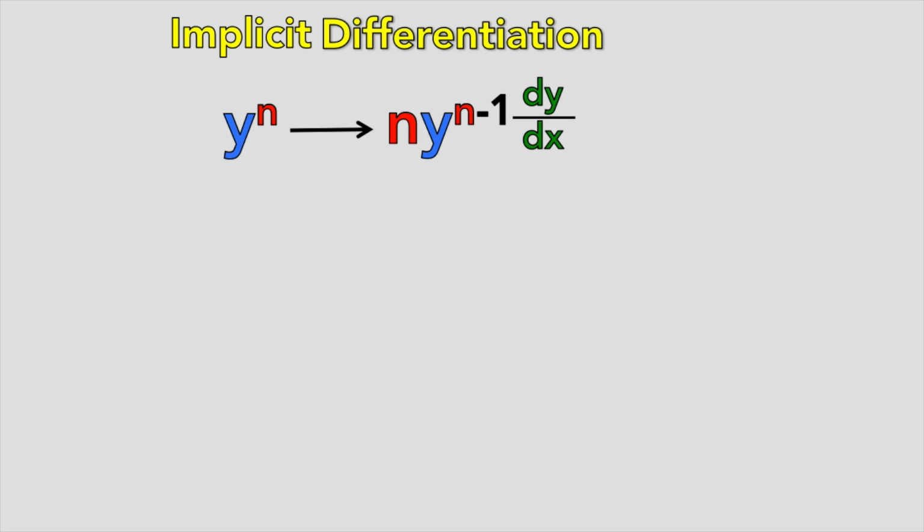Let's just get going with a handy skill that is implicit differentiation. This is where you attempt to differentiate something with respect to something else. So differentiate y to the n with respect to x. You get n multiplied by y to the n minus 1, dy over dx. A nice way to think about it is that it's a little note for you to sort it out later.